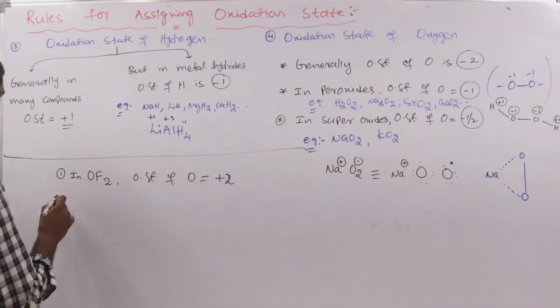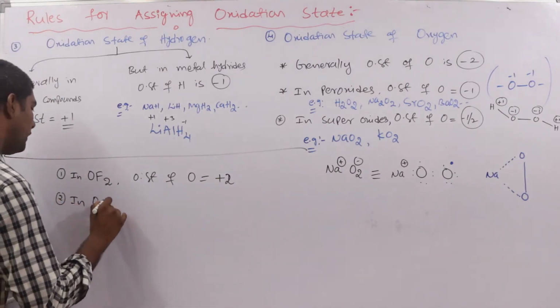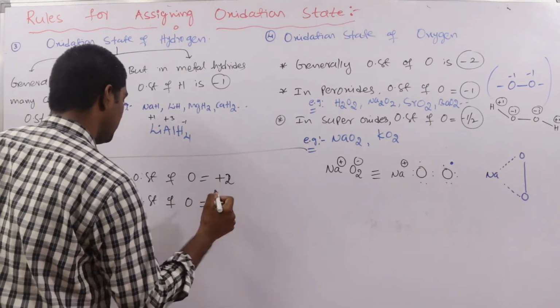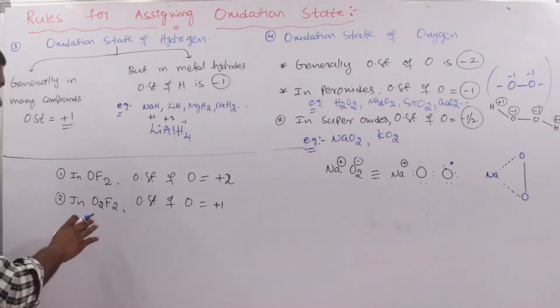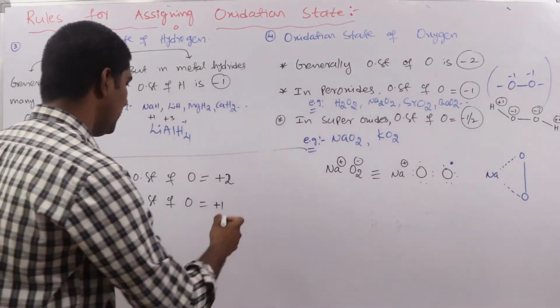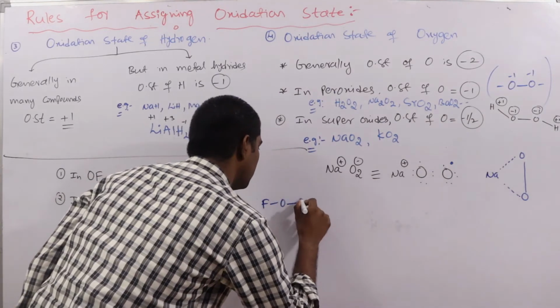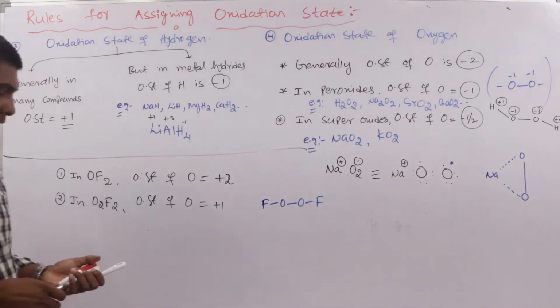Okay, very special examples these are. Next, in O2F2, the oxidation state of oxygen is +1. If you see the structure of this one, this is the structure.